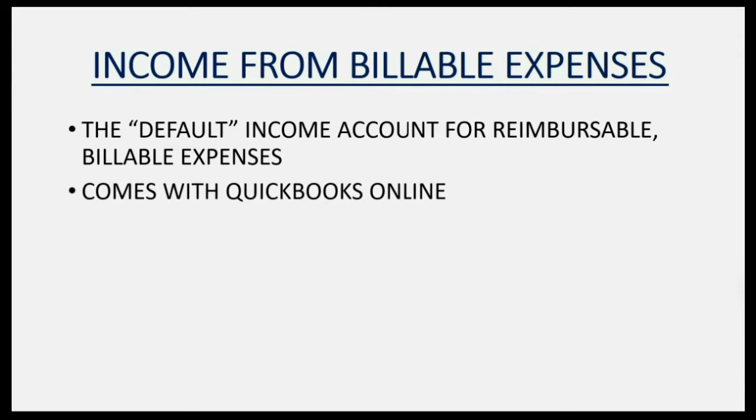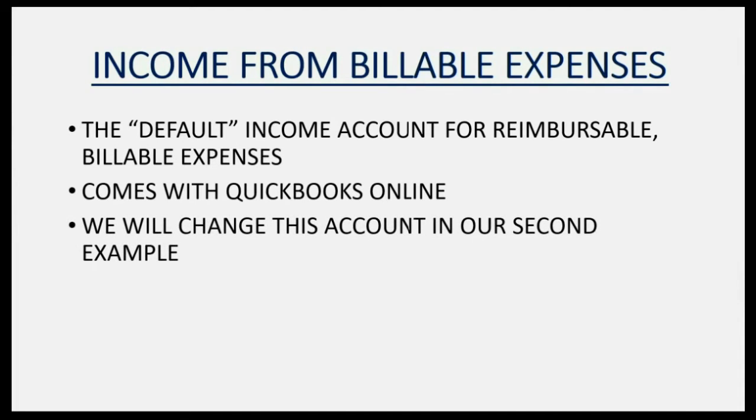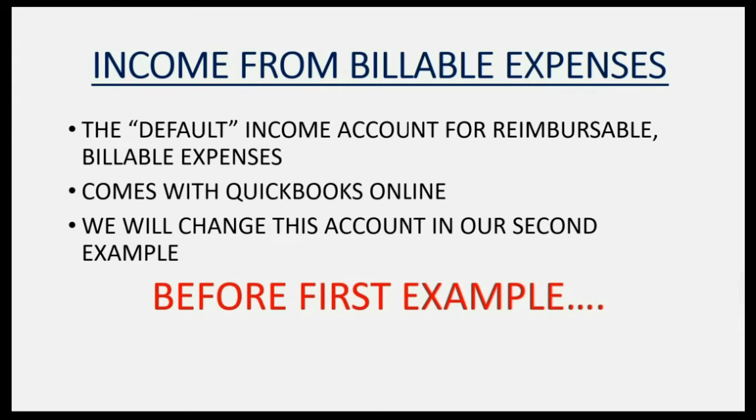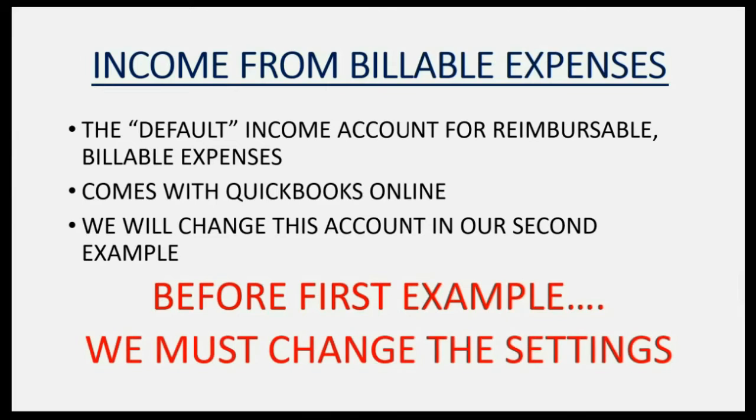So income from billable expenses is a default income account that comes with QuickBooks Online specifically for reimbursable billable expenses. Now, it comes with QuickBooks Online as the default account, but we can change this account to a different income account if we want to. And when we do our second example, we're going to choose a different income account, and I'll show you how to do that. But before we can even do the first example, we have to change the settings in the account settings window to be able to include billable expenses as income instead of doing it the way we learned before and erasing the expense.